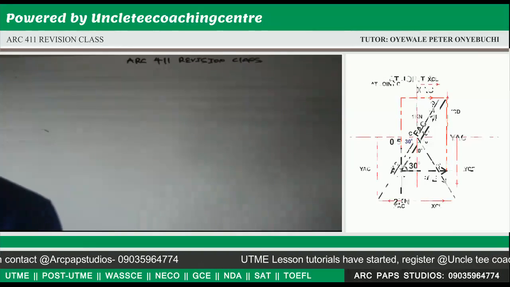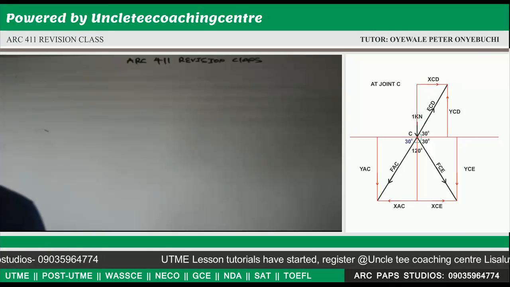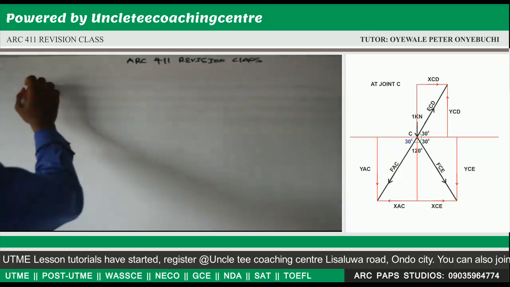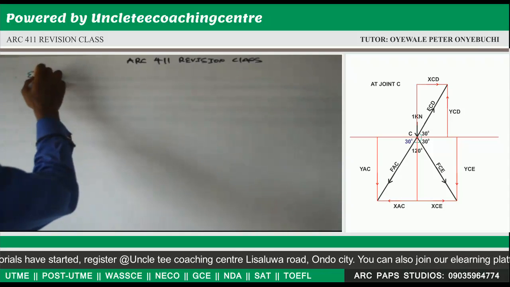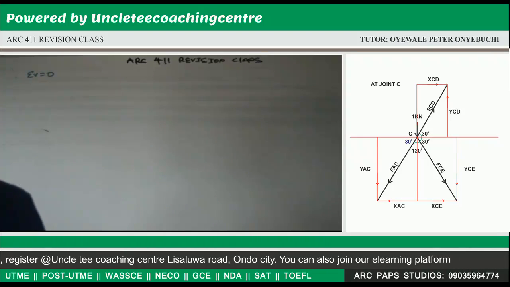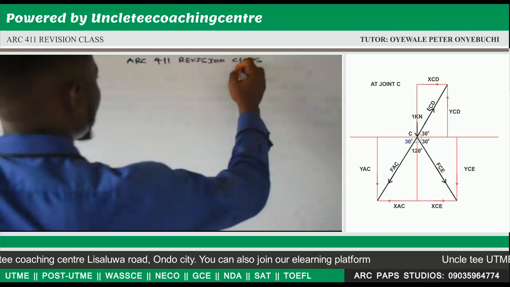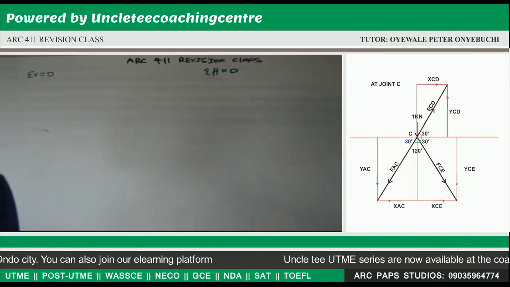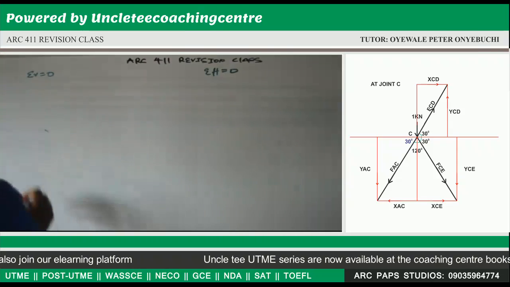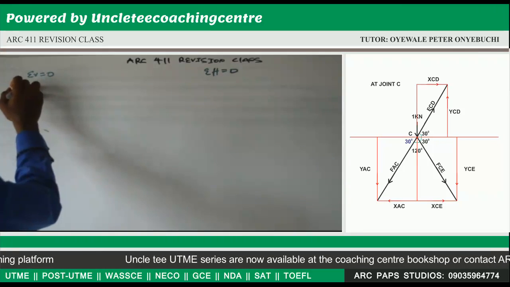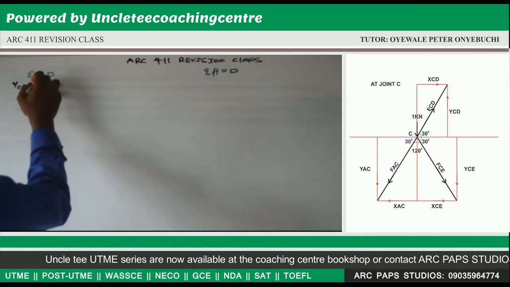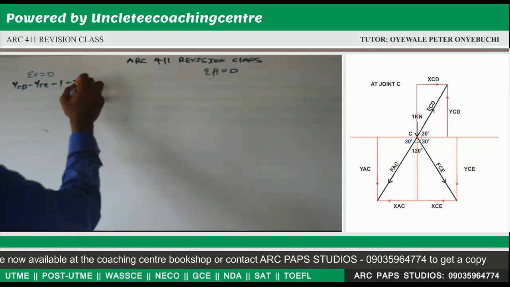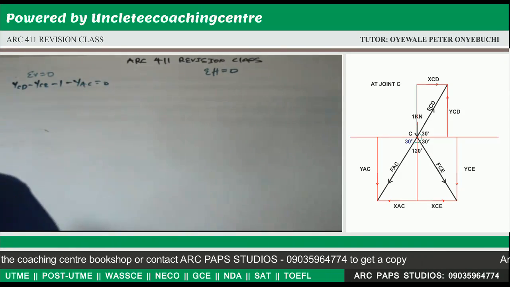We're going to solve for joint C. Now we're going to joint C. Now same approach, summation of vertical forces is equal to 0. Summation of horizontal forces is equal to 0. Now, our vertical forces, YCD, that will be minus YCE minus 1 minus YAC is equal to 0.